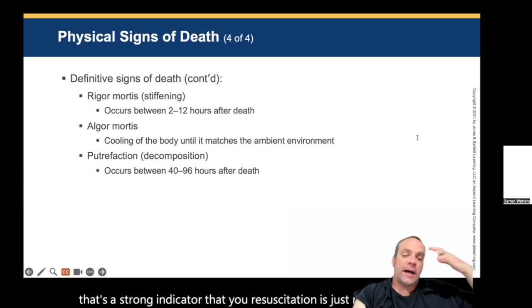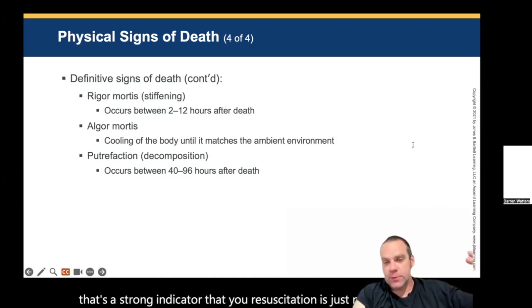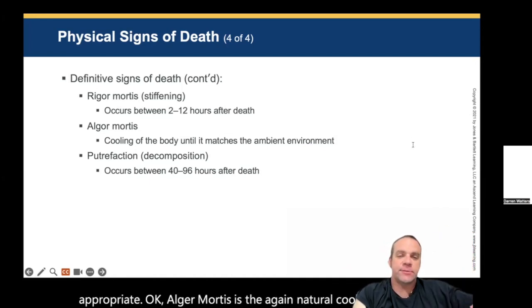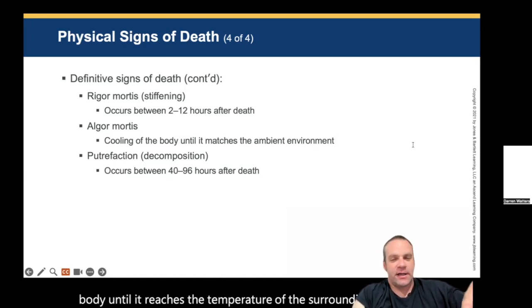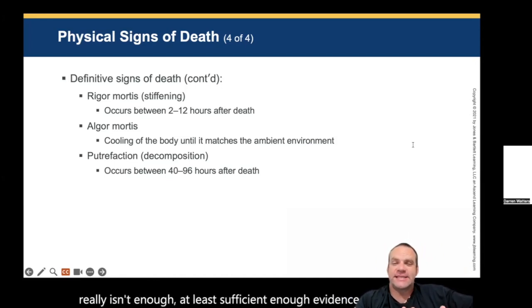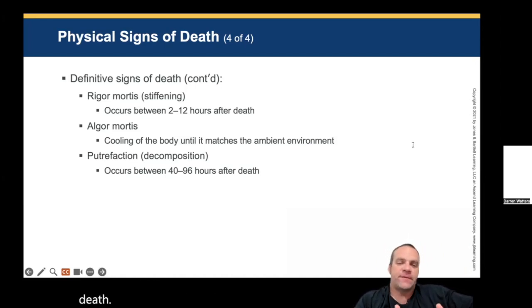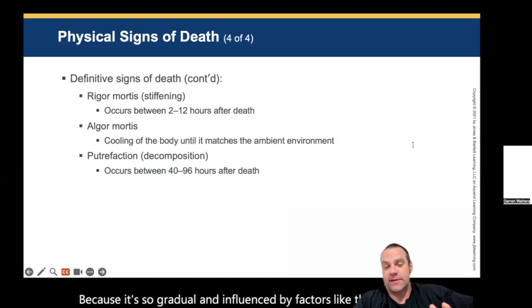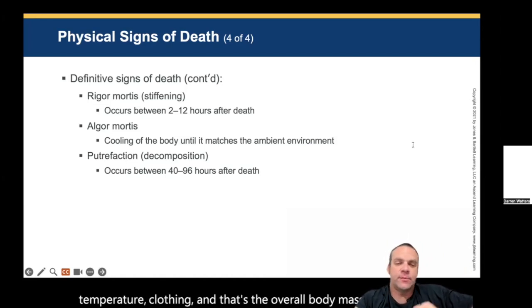Algor mortis is the natural cooling of the body until it reaches the temperature of the surrounding environment. So it's a useful clue, but algor mortis alone isn't sufficient evidence to declare death, because it's so gradual and influenced by factors like room temperature, clothing, and the overall body mass of the patient. So you want to have a little bit more before calling the patient at that point.